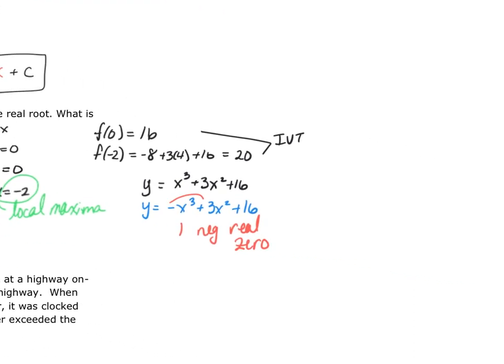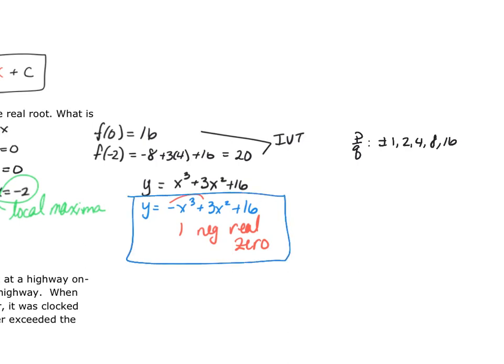Again, I'm going to kick back to what I learned in Pre-Calc 1, and I'm going to list out the possible rational zeros, so that is the P over Q. P over Q is positive and negative 1, 2, 4, oh, I need 8 in there too, 8 and 16. And I can get rid of all the positives because Descartes says I'm only going to have one negative and no positives.